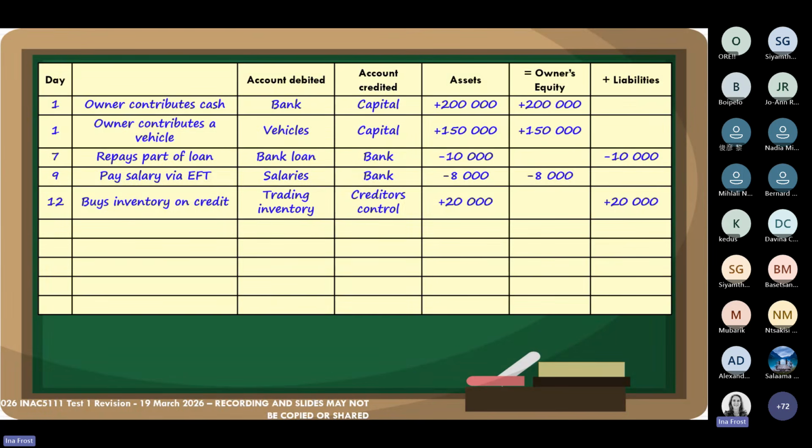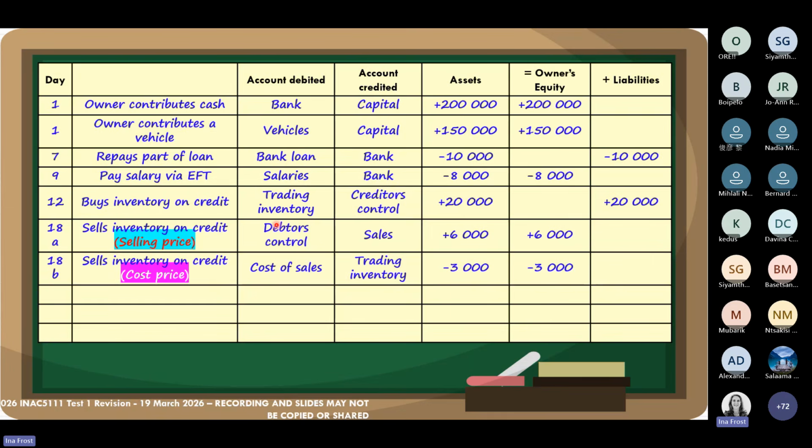Okay, so let's now go on to our next transaction. This time around, we are buying some inventory, and we're buying on credit. So we know it's going to impact our liabilities. It's going to impact our creditors control, where our liability is increasing, so we know we've got to credit it. And our asset, trading inventory, is also increasing, so we are going to debit our asset.